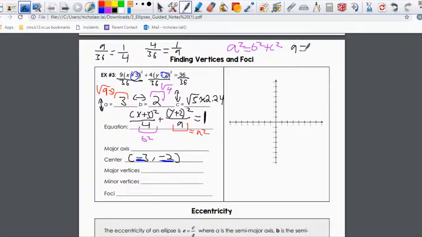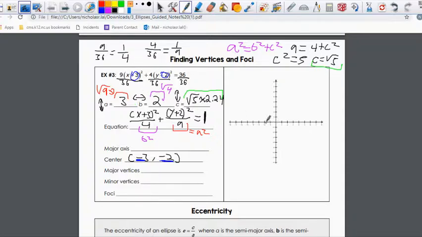So 9 is equal to 4 plus C squared, which means C squared is equal to 5. If C squared is equal to 5, then C is equal to the square root of 5, and that's why C is the square root of 5, right here, 2.24. So from our A equation and our B equation, let's find the center.